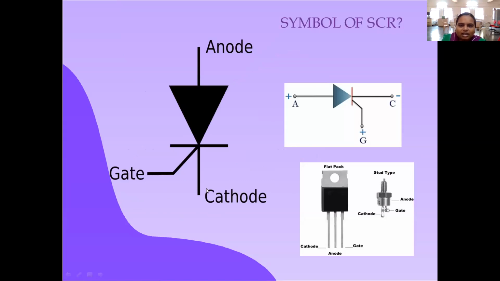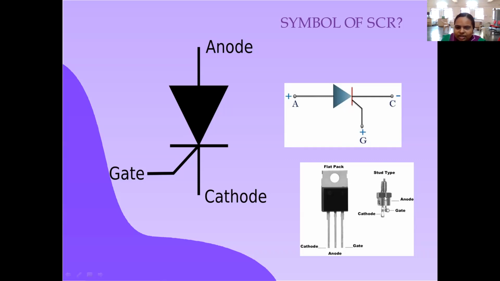Next, this is the symbol for the SCR, which consists of a diode, but with one more terminal. Observe here, a gate is given, along with an anode and a cathode. This is one more symbol. Just shown here, what do we mean by anode? It is positive. Gate is also positive, and cathode is the negative terminal.